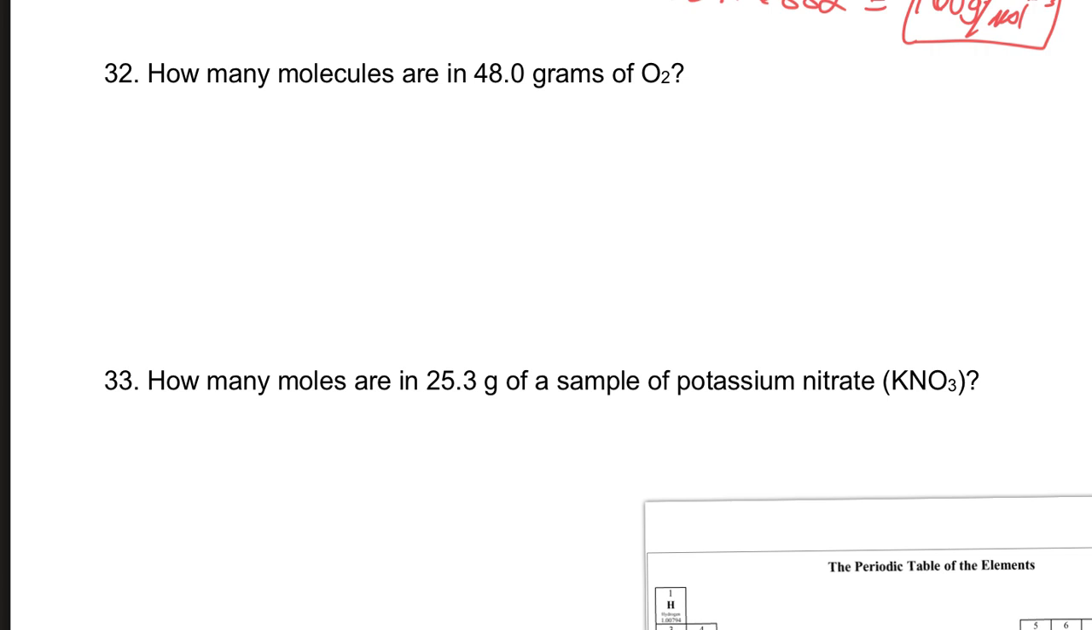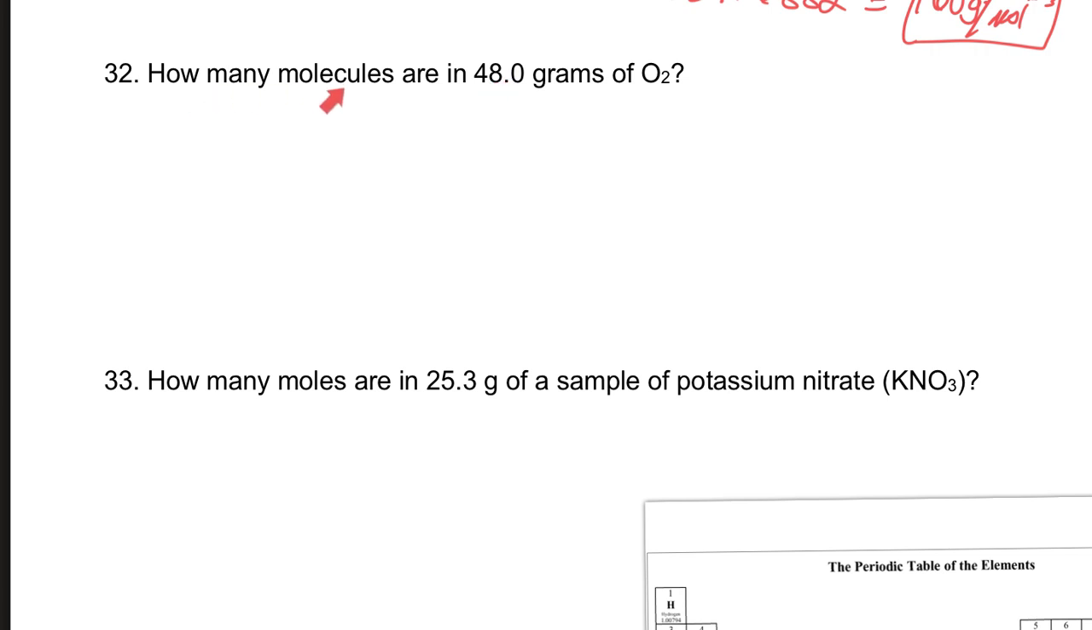All right, let's go on to problem number 32. How many molecules are there in 48.0 grams of O2? Now, since we're providing a number, let's figure out whether we're going to report 3 or more significant figures here. If we look at the numbers, the 4 is significant, the 8 is significant, and the 0 is significant because of the decimal. So we're going to report 3 sig figs in our final answer.